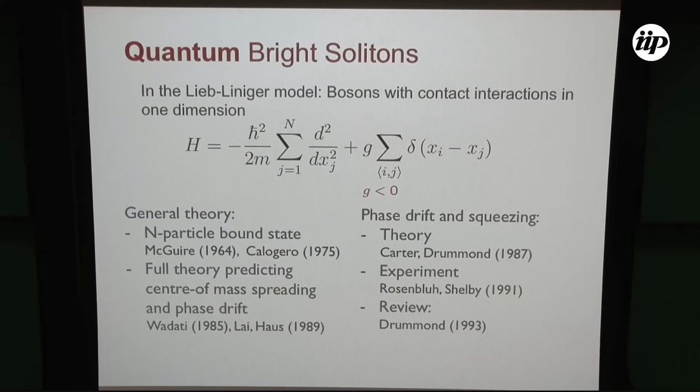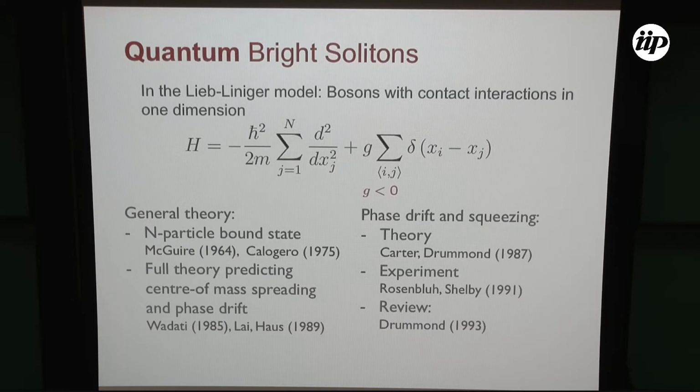Okay, so what are quantum bright solitons? What is the quantum theory of solitons? Let us start with the Lieb-Liniger model. We have bosons moving in one dimension with contact interactions. The main difference from many of the talks we heard this week is that this is a continuum model. There is no lattice, so there is real translational invariance. Interactions here are modeled by the delta function.